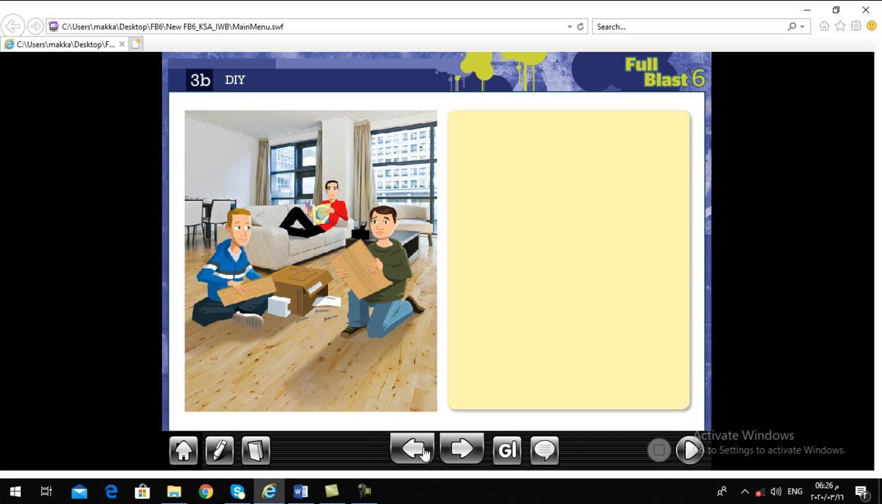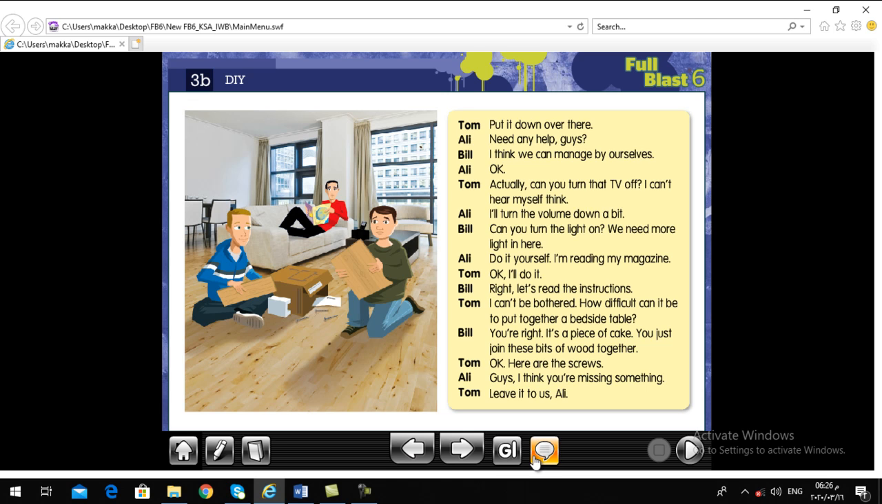Okay, guys, as you see, what's the main idea? I think the main idea here is they are putting together a bedside table. You see, bedside table. They are putting the parts of it together. Was it difficult? At the beginning, who's working? Bill and Tom. What about Ali? Why do you think Ali is not working? He's reading his magazine. You see.